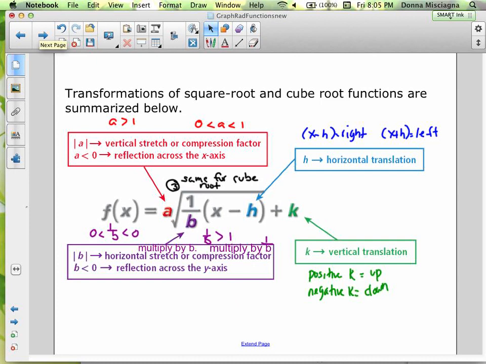And then h is a horizontal translation. If it's x minus h, it's to the right. x plus h is to the left. k positive, it's up. k negative, it's down. And I know you have one of these in your notes, one of the general equations. I think it was the other one, the one with all the rules summarized.